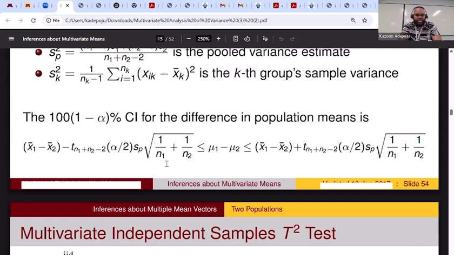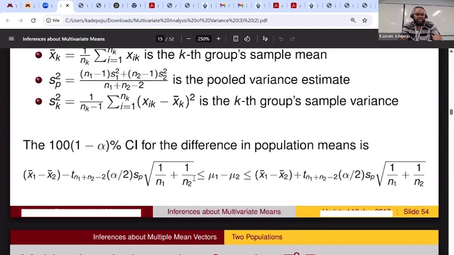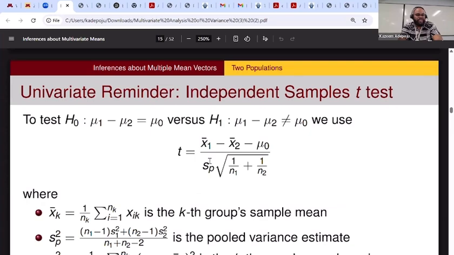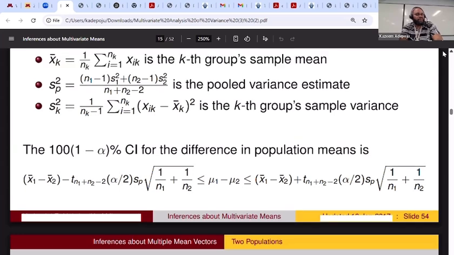And you know the SP here is going to be the square root of the pooled variance. This is very, very crucial. Whether you want to test a hypothesis, you can see SP, right? Or you want to construct a confidence interval, you can see SP as well. So the standard deviation of the pooled estimate is very, very crucial in statistical inference.